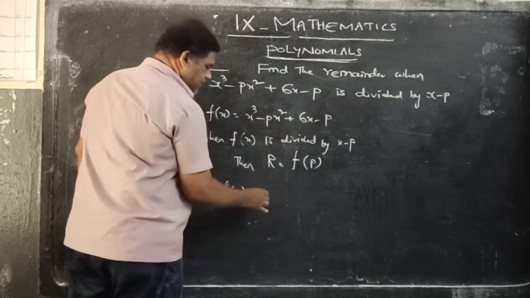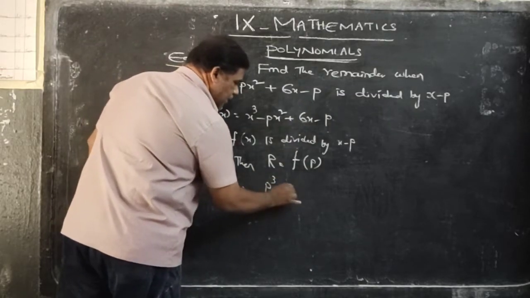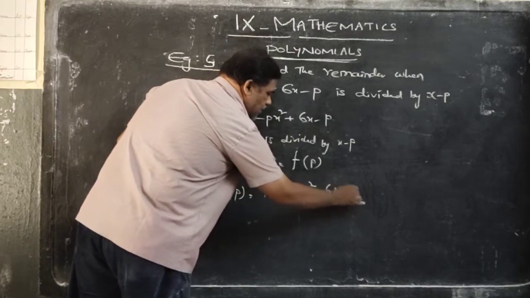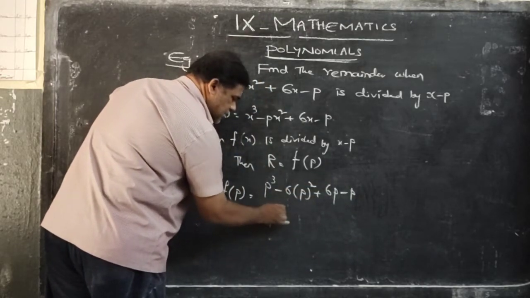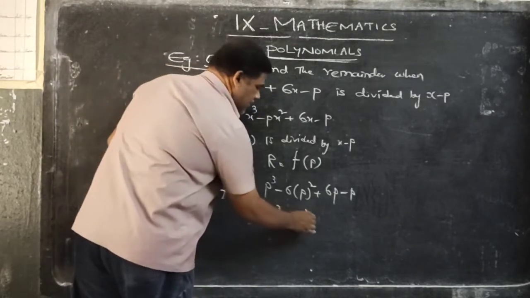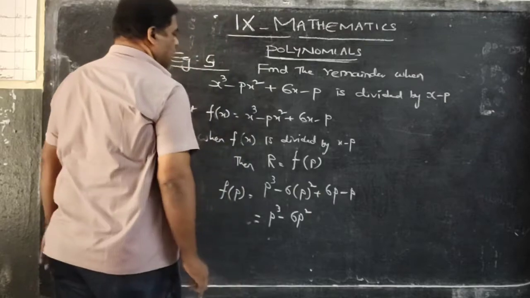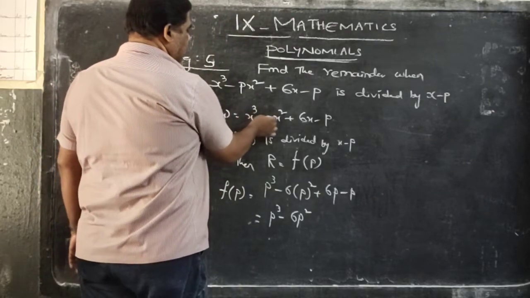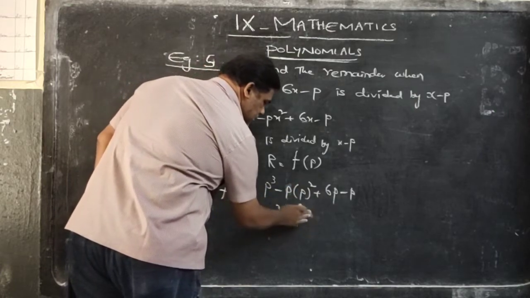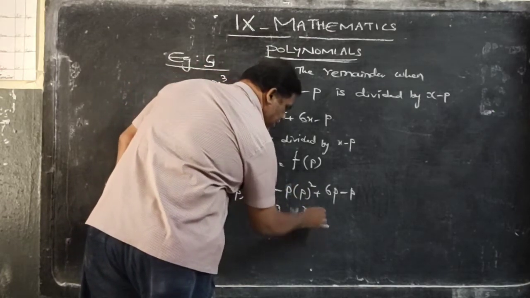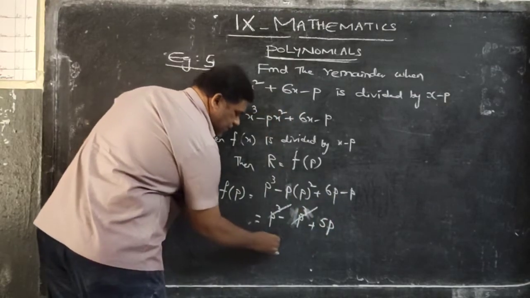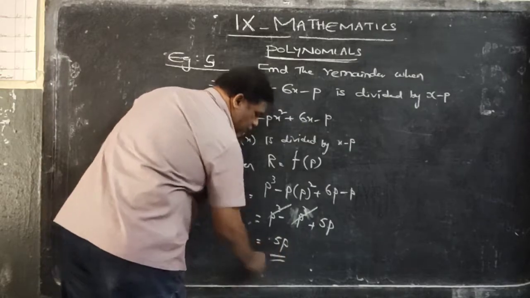Substitute p in place of x. P cube minus p into p square plus 6 into p minus p. This is p cube minus p cube, not 6p square. So it will become 6p minus p, which is 5p. The p cube cancels. The remainder is 5p.